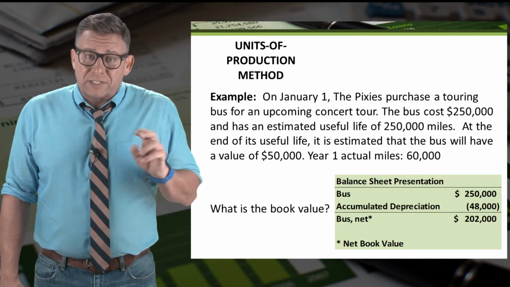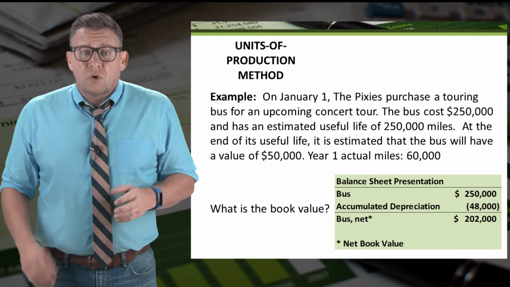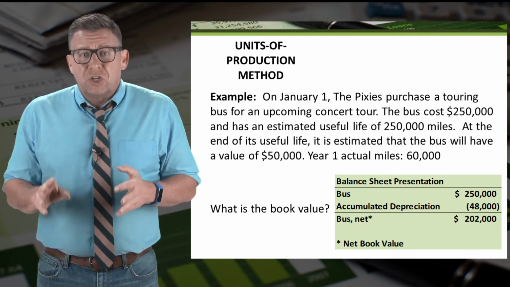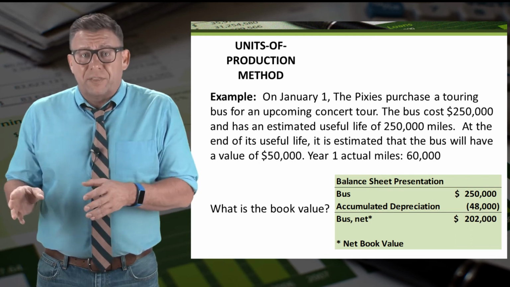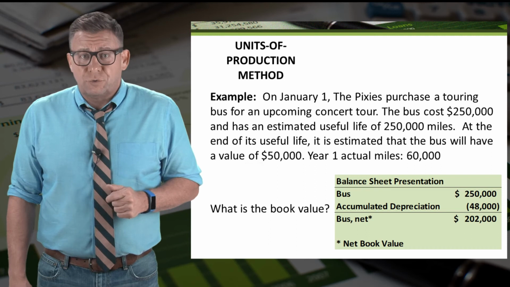The book value is the cost of the asset minus its accumulated depreciation. So cost of $250,000 minus accumulated depreciation of $48,000 gives us a net book value of $202,000.